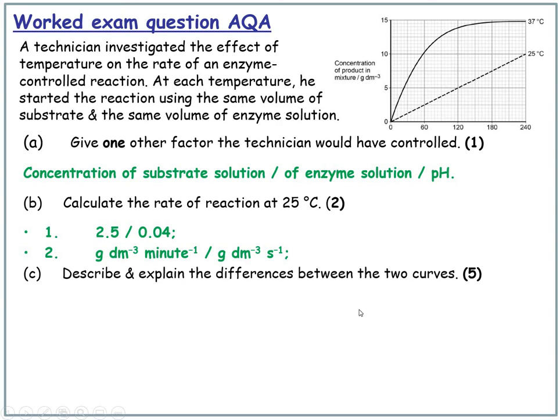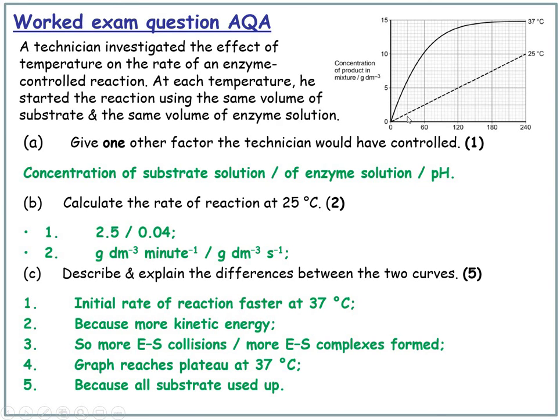So you get a mark for your answer, and a mark for your units there. The units is always the y over the x. Describe and explain the differences between the two curves. So the initial rate of reaction for 37 is higher or faster because there is more kinetic energy. So there will be more enzyme-substrate complexes formed, and the graph reaches a plateau at 37 because all the substrate has been used up.